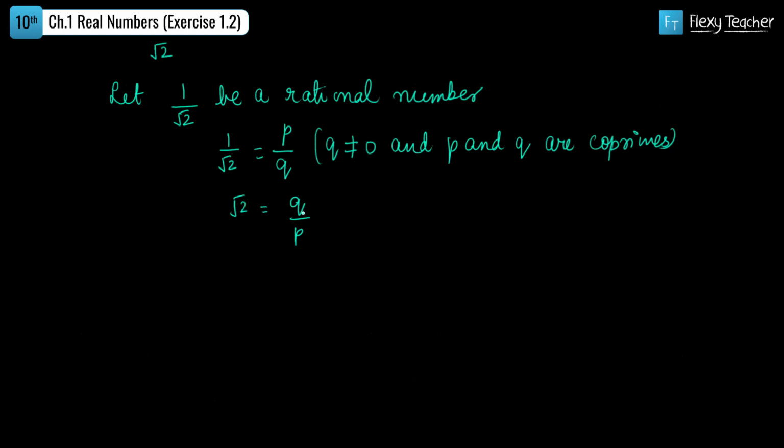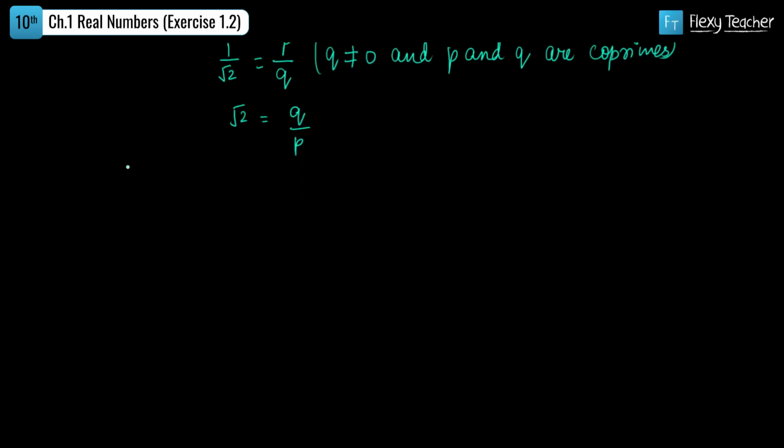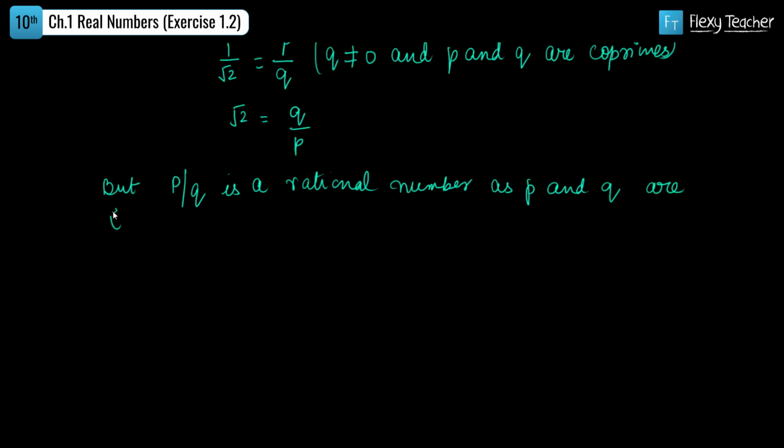So, we can also write it as root 2 is equal to Q upon P. रेसिप्रोकल कर दिया हमने इसका, जो 1 upon root 2 is equal to P upon Q था, हमने रेसिप्रोकल ले लिया. But we know that P by Q is a rational number as P and Q are integers.